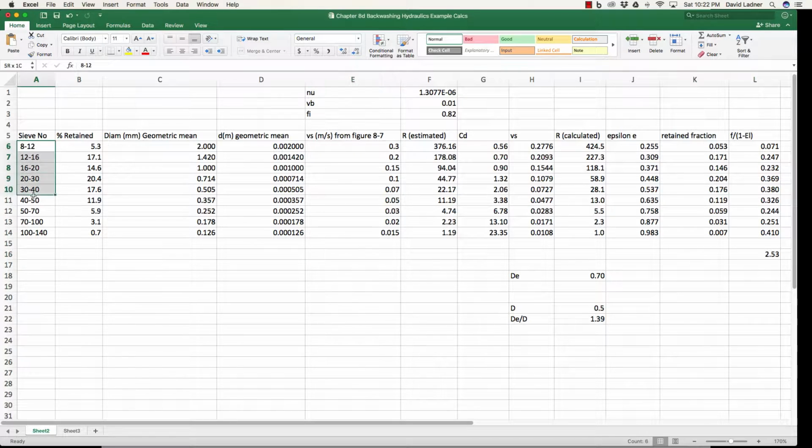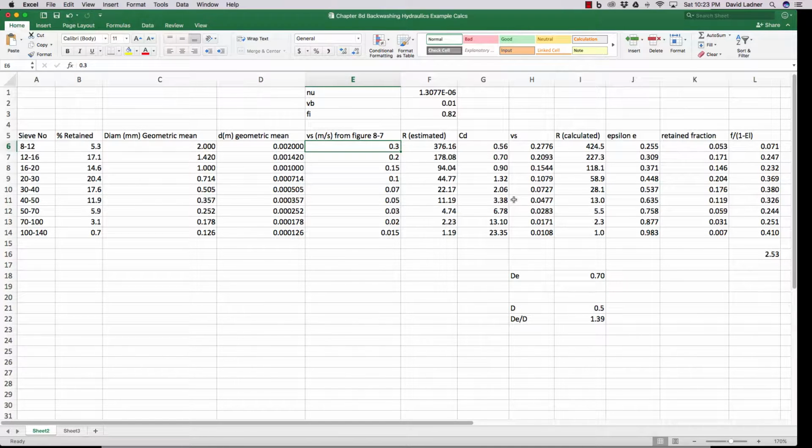The sieve numbers were given to us in the problem. The percent retained was given to us in the problem as well. And the geometric mean diameter, I took that from the book's calculation, but again, we'll calculate the geometric mean diameter the same way we've done previously. And here, I've been explicit about putting it in meters. So millimeters is what we had given to us. We convert to meters so that we can use it in our downstream equations.